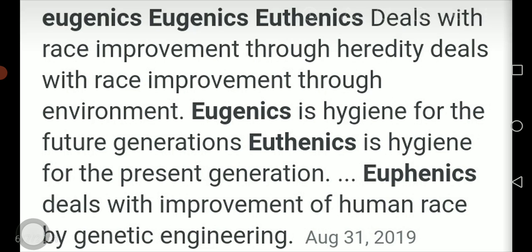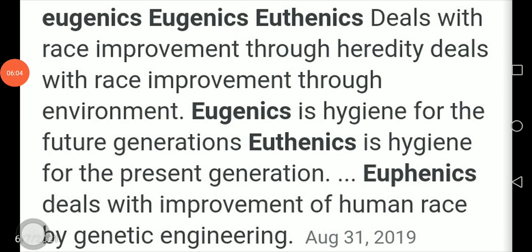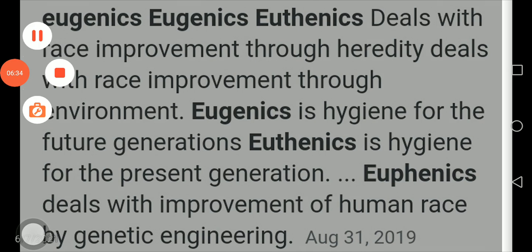Eugenics is hygiene for future generations. If you want, you can write it in your textbook, because this explanation they don't give in your book. You can just note it down. Eugenics is hygiene for future generations. Euthenics is hygiene for present generations. Euphenics deals with improvement of the human race by genetic engineering. You can note down these explanations in your textbook, where you can understand the coming topics better.